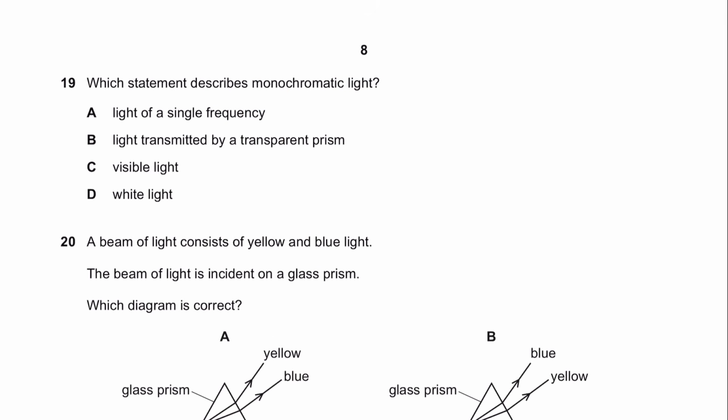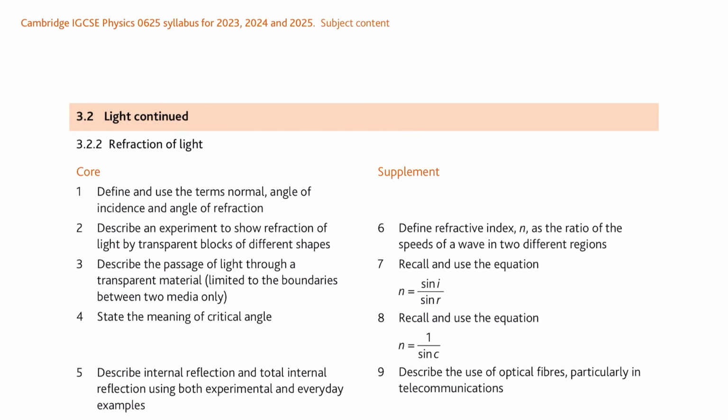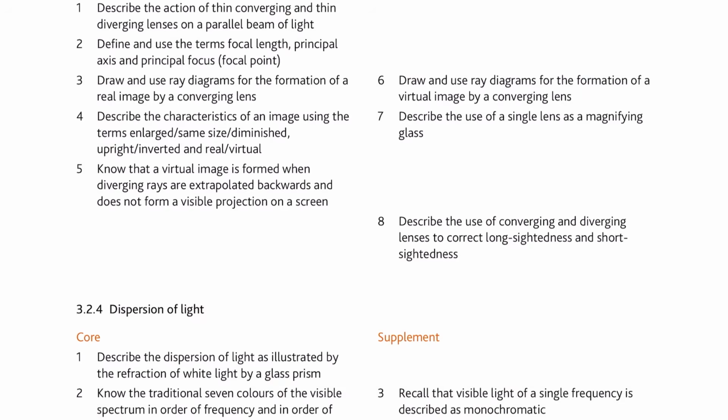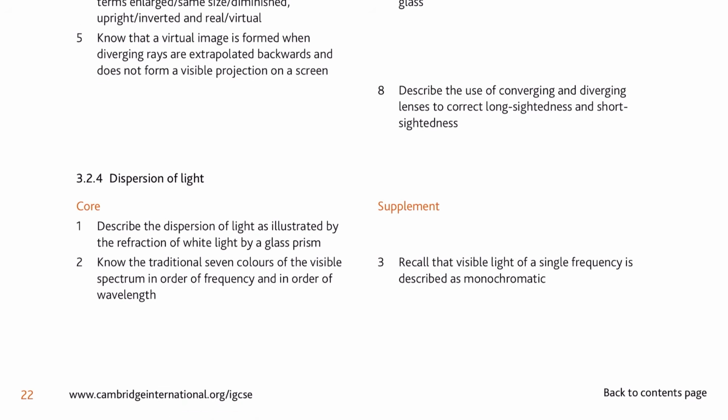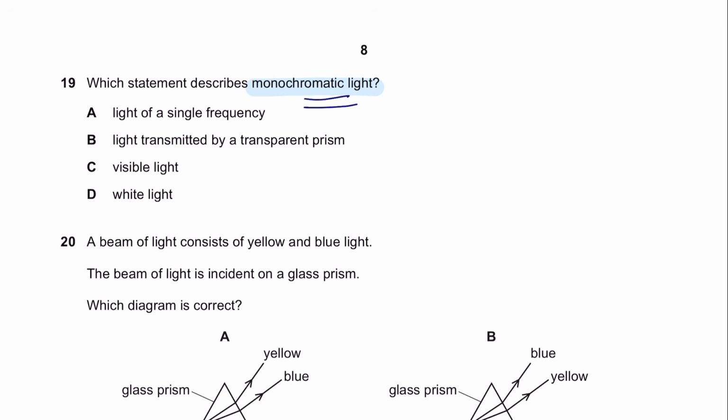Question 19. Which statement describes monochromatic light? Under Chapter 3 Light, if you go to dispersion of light, you will see that visible light of single frequency is described as monochromatic. So monochromatic is light of a single frequency.